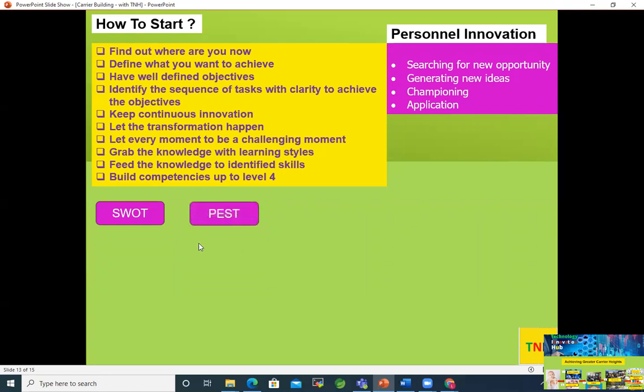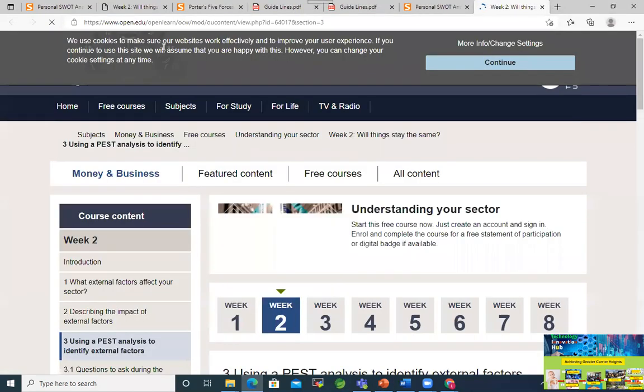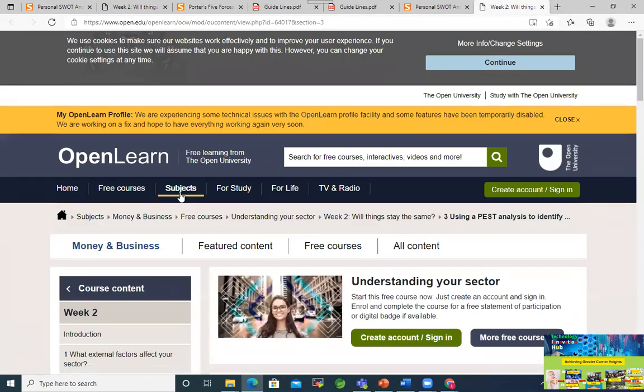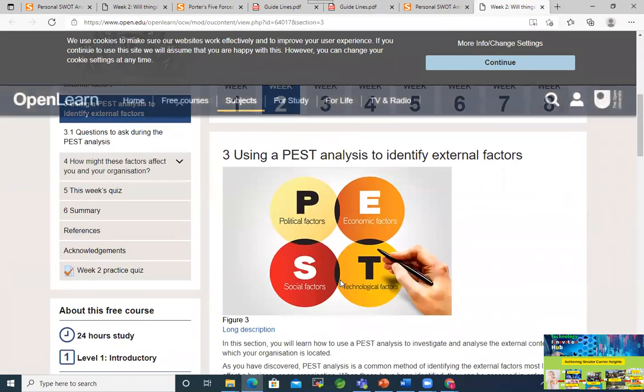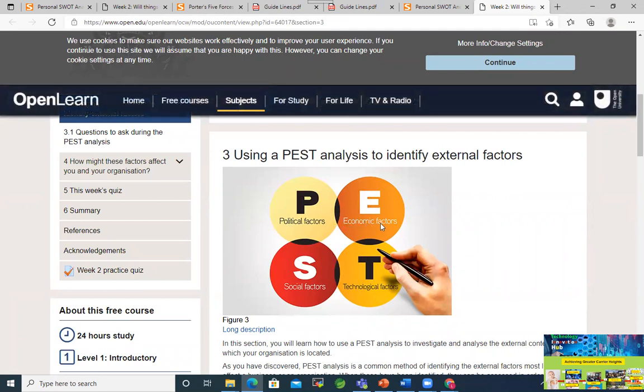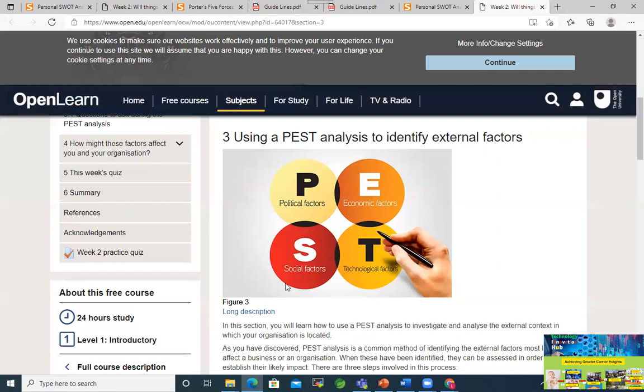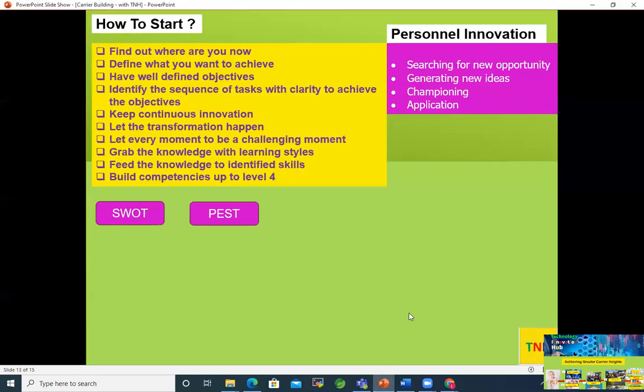The next tool is PEST analysis. If I click here, it goes to OpenLearn, and they explain what PEST is. You can see political factors, economic factors, social factors, and technological factors. That is how PEST works. These things are going to impact your career, so this analysis needs to be done.